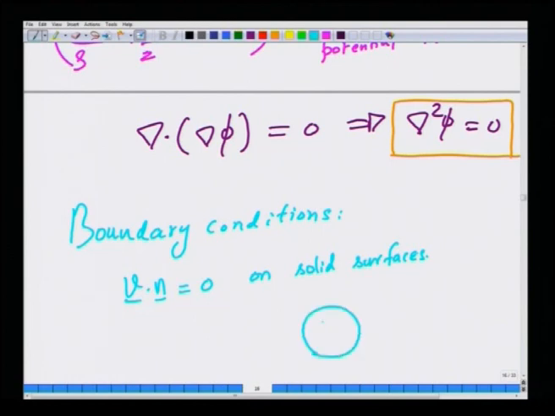Suppose you have a solid surface. If the solid surface is stationary, then there is no normal component to the velocity. That is the only condition you can satisfy, and you cannot satisfy the tangential velocity condition.